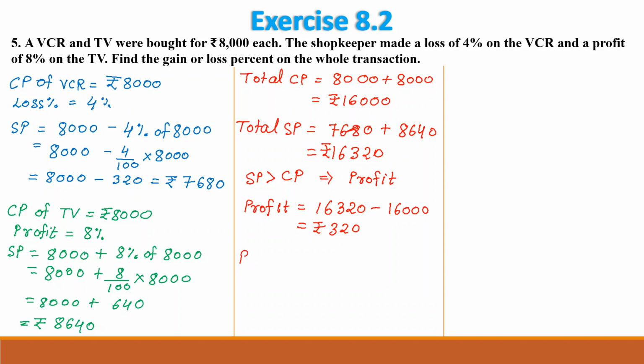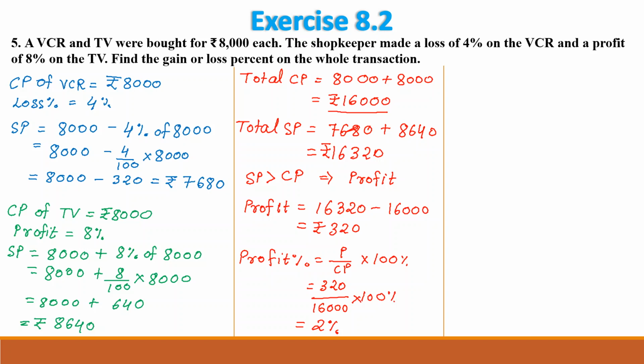And now we calculate the profit percent. Using the formula, profit percent is profit by CP multiplied by 100%. So profit upon CP into 100%. So it will be equal to 320 divided by the cost price. So we take the total cost price, that is 16,000, multiplied by 100%, and it gives 2% as the answer. So we get the profit of 2% in the whole transaction.